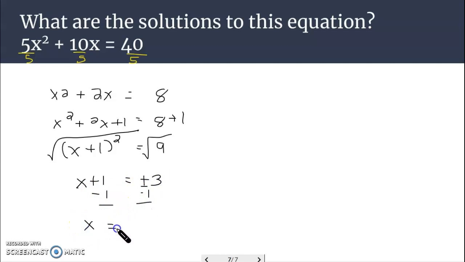x is equal to negative, let's write this out, 3 minus 1, or negative 3 minus 1. 3 minus 1 is 2, negative 3 minus 1, negative 4. Two possible answers. x is positive 2 or negative 4.